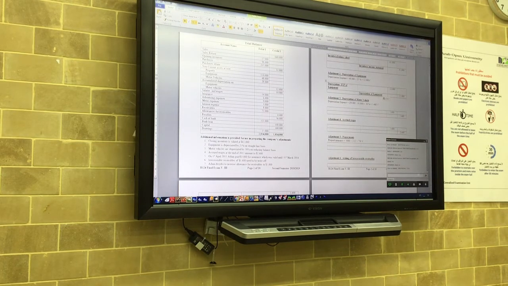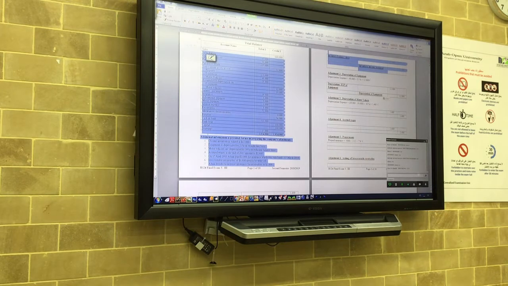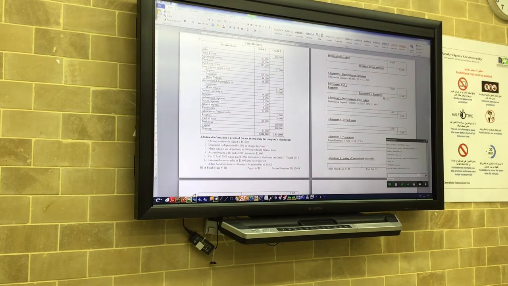Here in credit you will write accumulated depreciation. So for depreciation expense you will write 12,000, depreciation expense for equipment, to 12,000 accumulated depreciation for equipment. Clear?